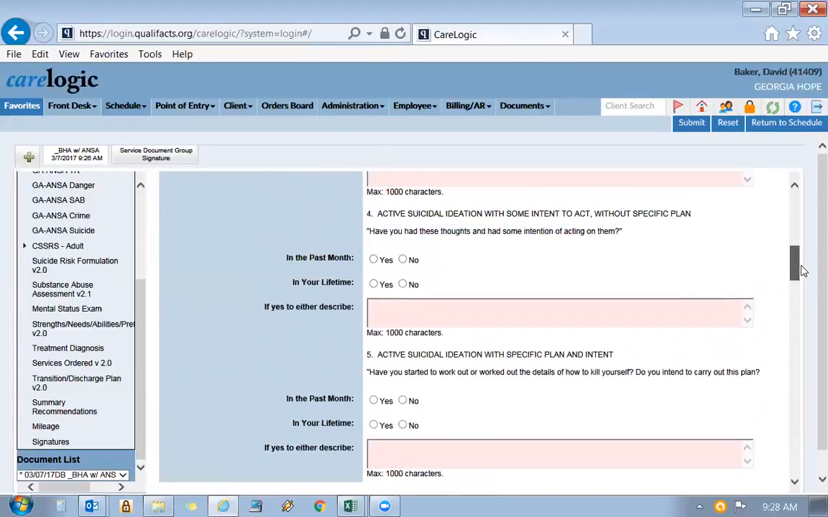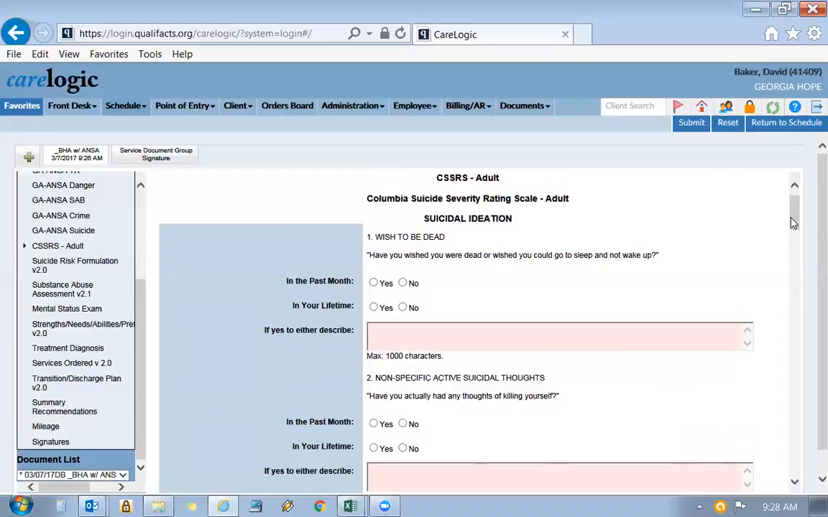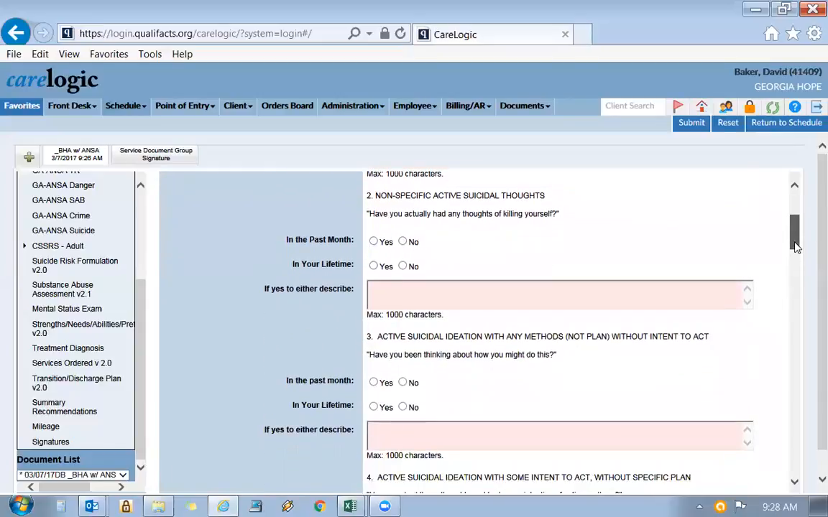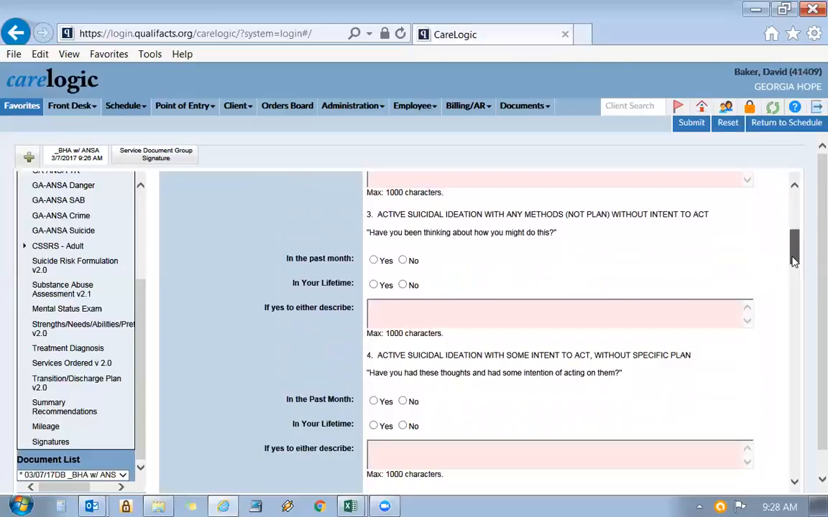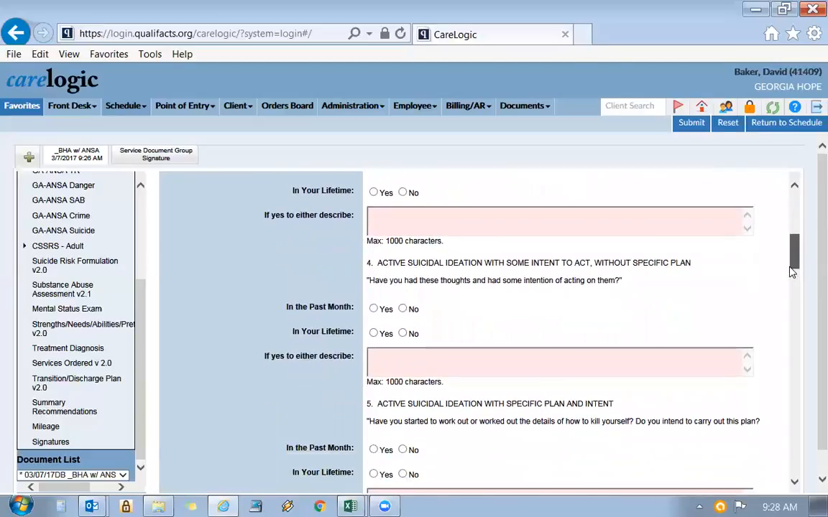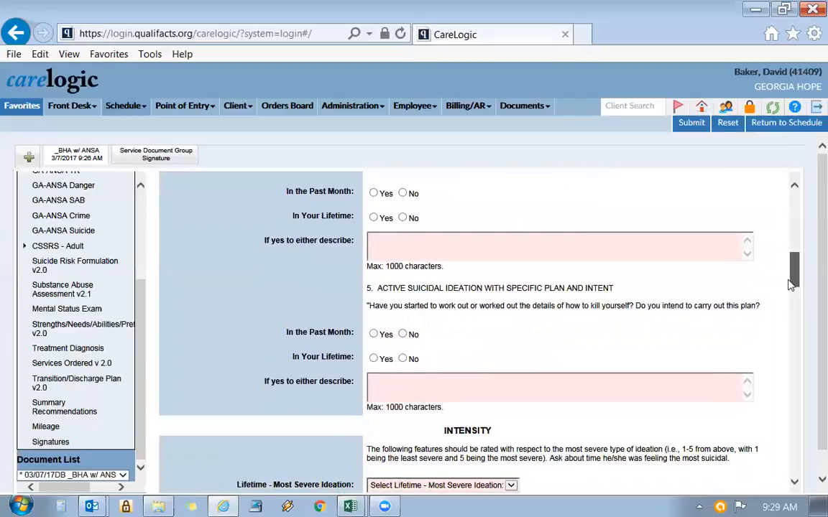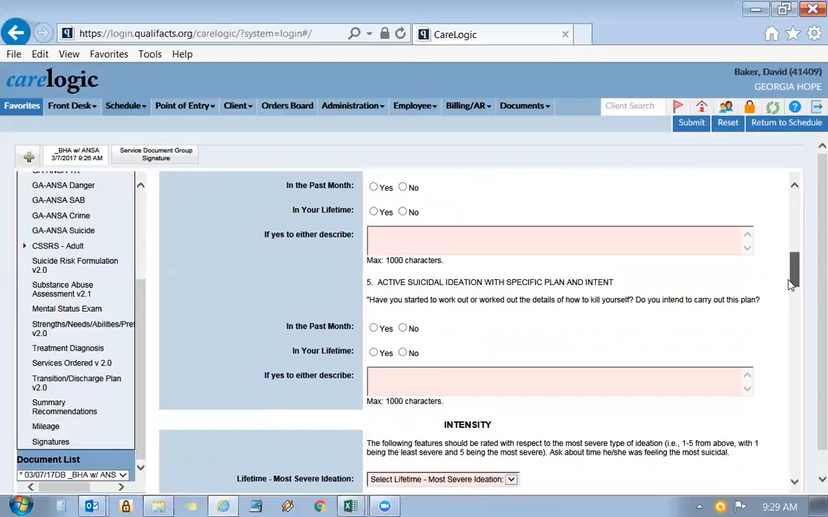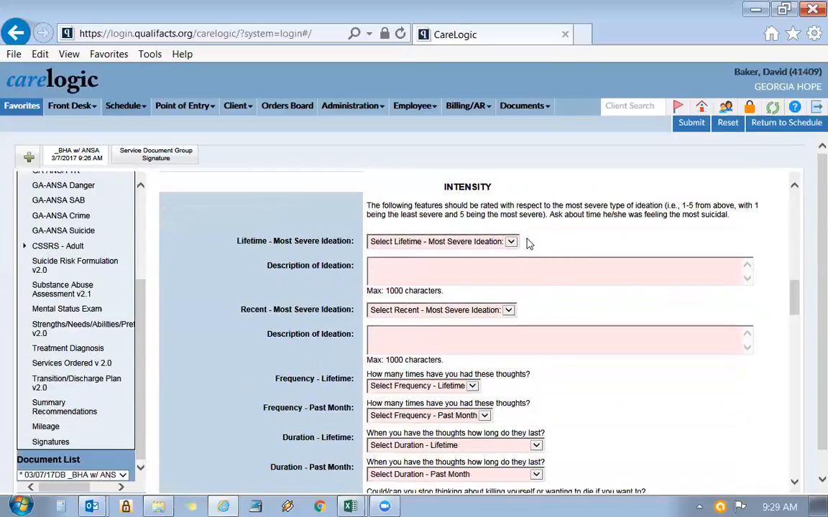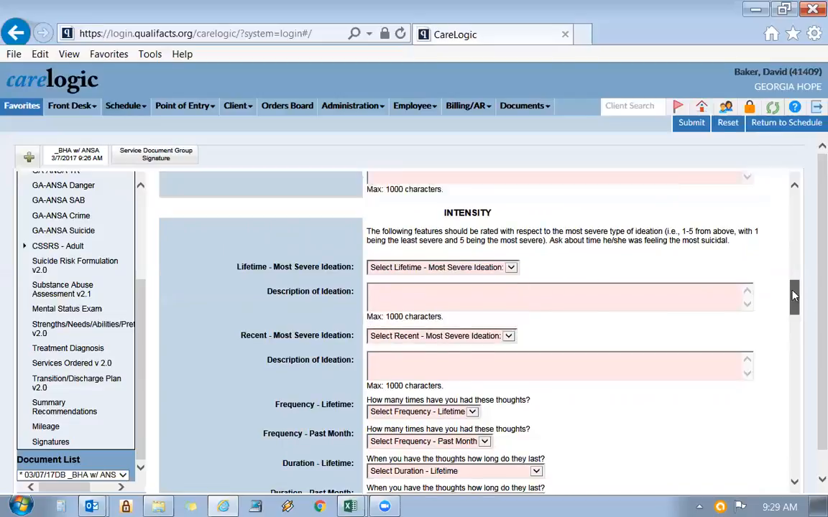There's a common error that happens when answering these two sections that I want to give you a little guidance on. So the questions, the top 5 questions up here: wish to be dead, non-specific active suicidal thoughts, active ideation, number 4, active suicidal ideation with some intent, and active suicidal ideation with specific plan and intent. The numbers of these questions correspond directly to these two questions about intensity. So here's what I mean.